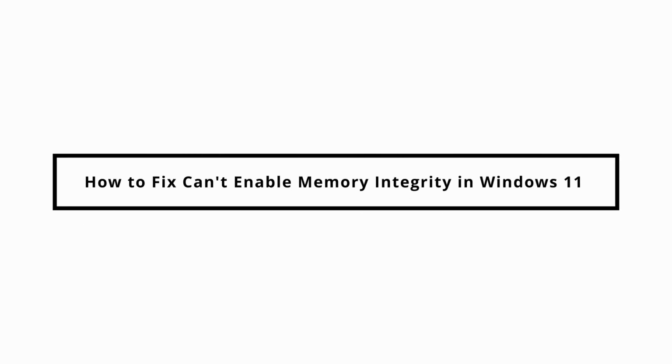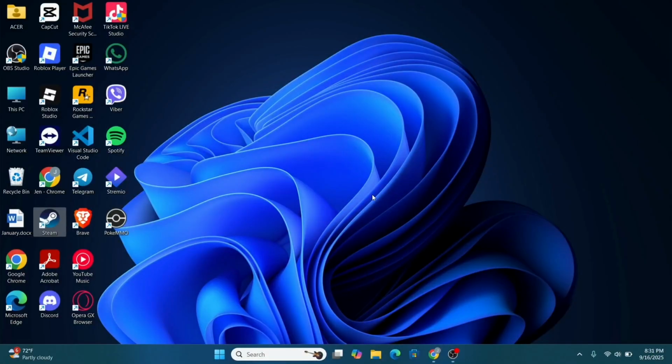Hey everyone, welcome back. In this video, we'll fix a problem where you can't enable memory integrity in Windows security. This usually happens when incompatible drivers are blocking core isolation. So let's just get started and fix the issue.